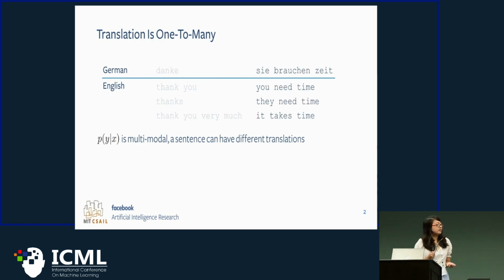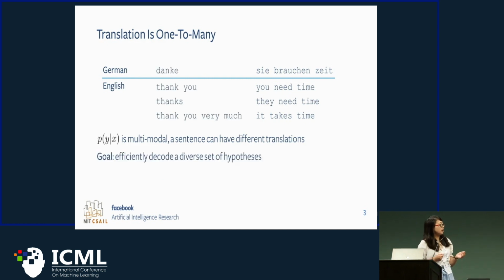Moreover, the information asymmetry between different languages can lead to different translation options. Sie in German is a general pronoun and can be translated into you, they, or it, depending on the context. This raises the question of how to model such a multimodal output distribution, and how we can efficiently decode a diverse set of hypotheses such that users can express their preference for how to translate a piece of content.